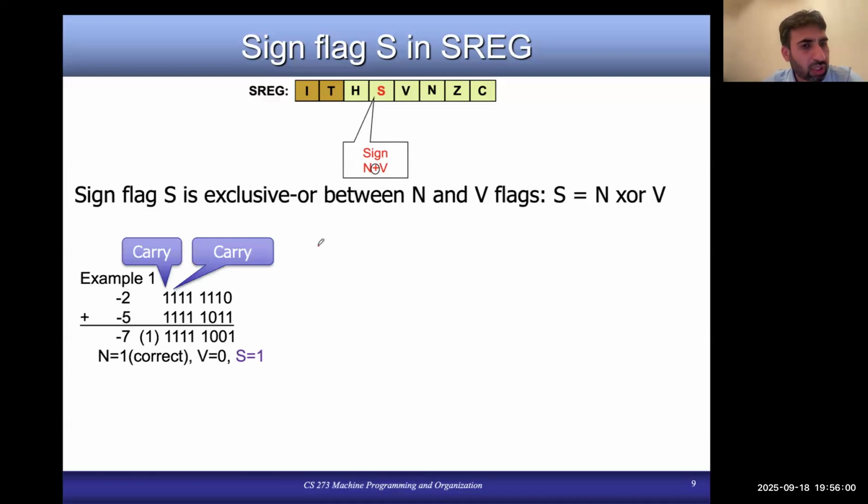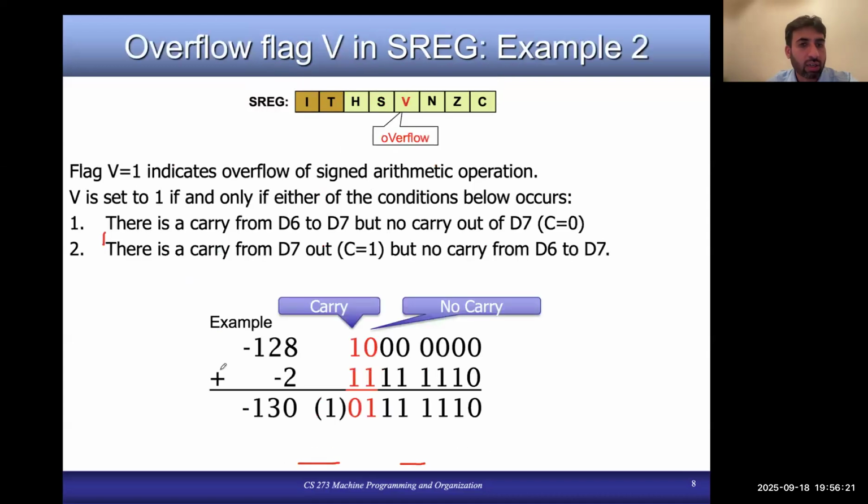Here are some other examples of how the overflow flag is set. In this case, we have a carry from D6 into D7, and we have a carry out of D7. For both cases, there is a carry. So we said V equal to 0, right? Again, let me go back here. We said that there is a carry from D6 to D7 but no carry out of D7, or there is a carry out from D7 but no carry from D6 to D7. So both of these conditions are not true, right?